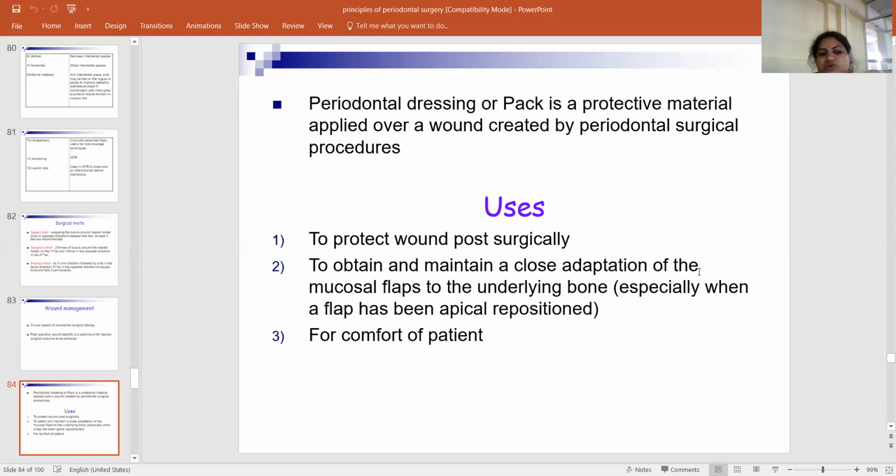You can use the periodontal dressing or pack, which is a protective material applied over a wound created by a periodontal surgical procedure. We use the periodontal dressing to protect the wound post-surgically, to obtain and maintain a close adaptation of the mucosal flap to the underlying bone, especially when a flap has been apically repositioned, and for the comfort of the patient.